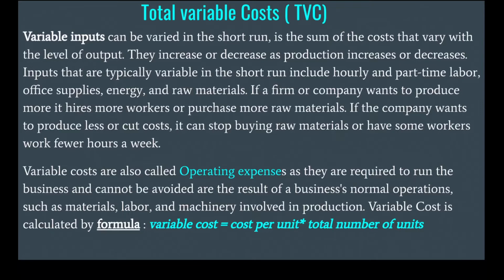Variable costs are also called operating expenses, as they are required to run the business and cannot be avoided. They are the results of a business's normal operations, such as materials, labor, and machinery involved in production. Variable cost is calculated by the formula: cost per unit times total number of units.